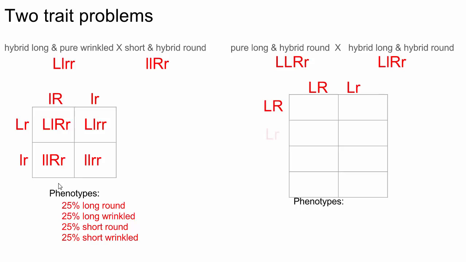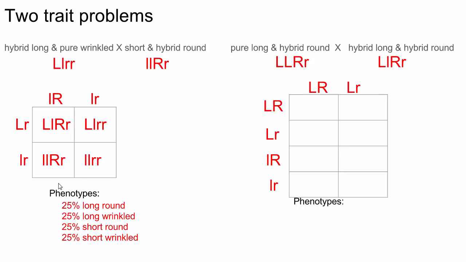Could get big L, big R, could get big L, little r. Or if it gets the little L allele, it can get the big R, or it can get the little r. So there's 4 possible gametes that could be formed from this parent. Again, we complete our Punnett square in the same way.